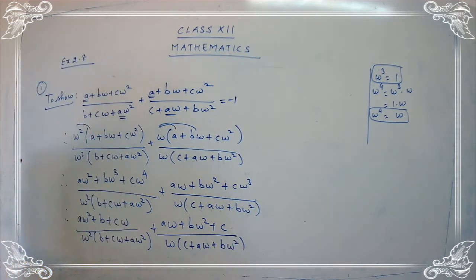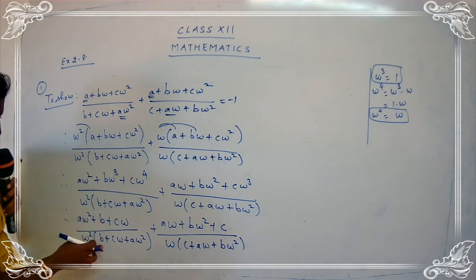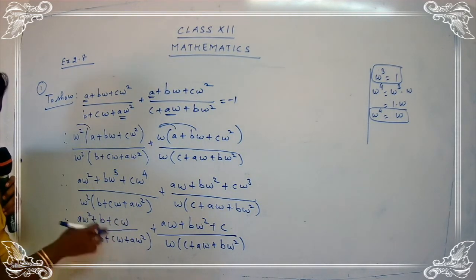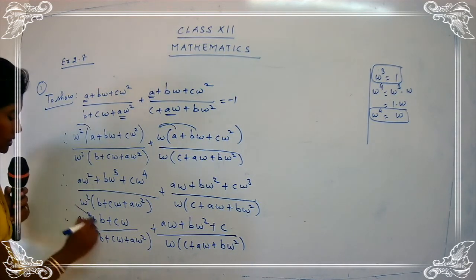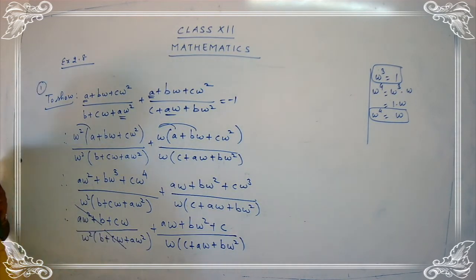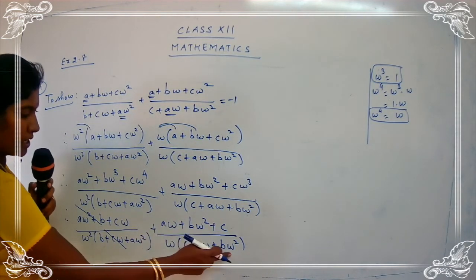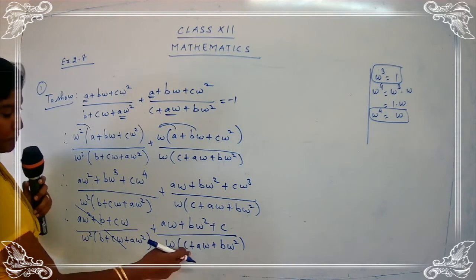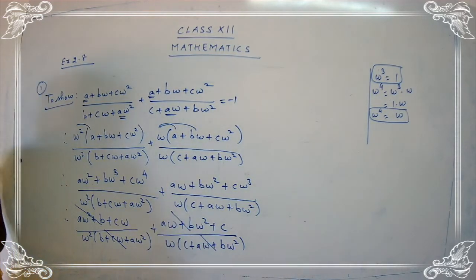Now just see the numerator part and the denominator part carefully, children. You see here a omega square, b, c omega. So you have the same terms in the numerator and the denominator. So the same part gets cancelled. And here a omega is present, b omega square is present, and c is present. So again we have a common part in the numerator and the denominator which can be cancelled.